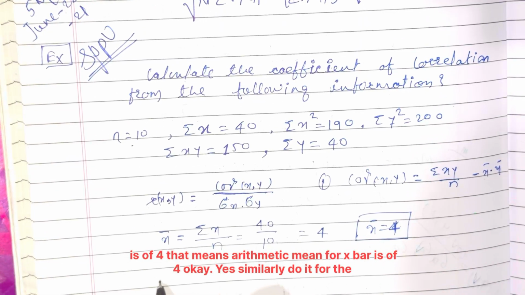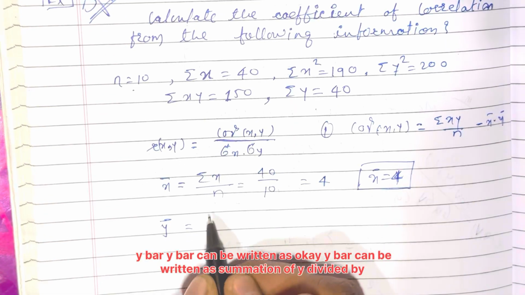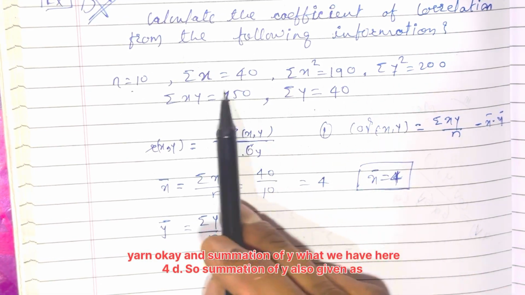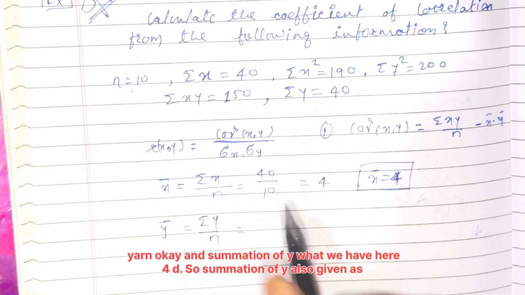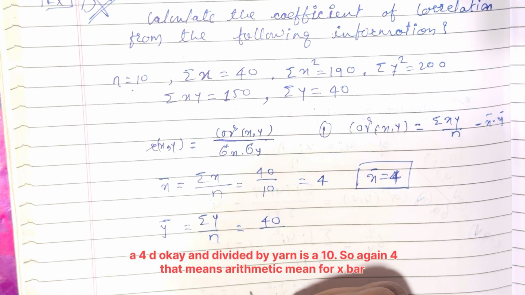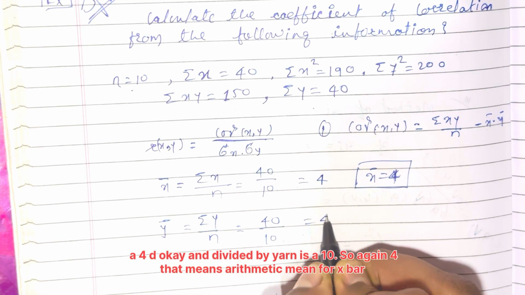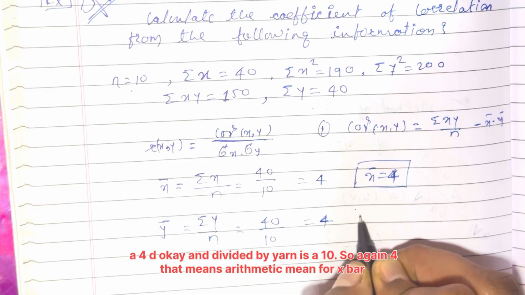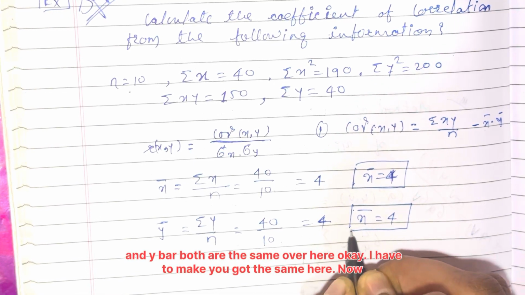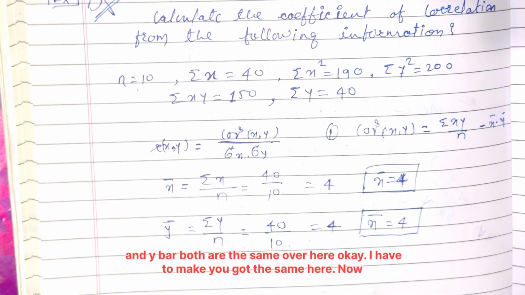Similarly, do it for y bar. Y bar can be written as summation of y divided by n. Summation of y is also given as 40, divided by n which is 10. So again it is 4. That means the arithmetic mean for x bar and y bar are both the same here.